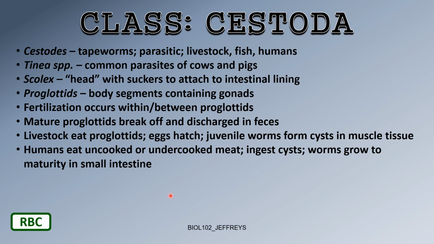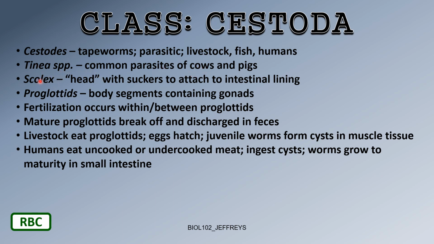Okay, so within the flatworms, the Platyhelminthes, we have a class called the Cestoda. Now, cestodes are tapeworms, and tapeworms, obviously, as you know, are parasitic, and they live in livestock. They can live in fish as well. For those of you who enjoy sushi, keep that in mind. And, of course, they can take up residence in humans. So the Taenia species, that's spp., just species, because there's a number of different species of Taenia. That's the genus name, Taenia, are common parasites of cows and pigs.